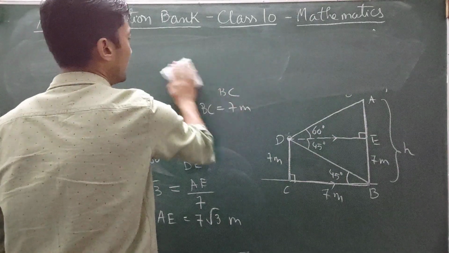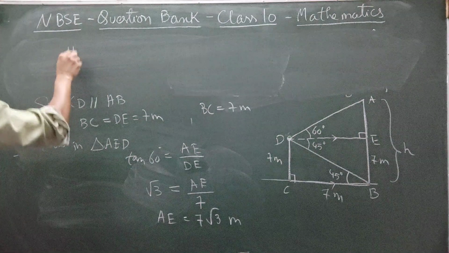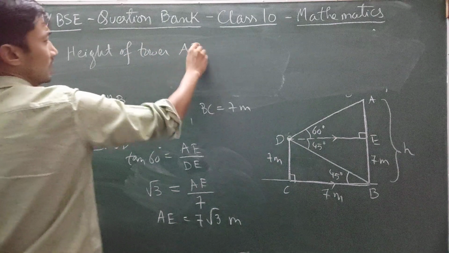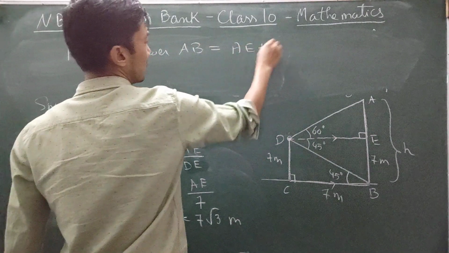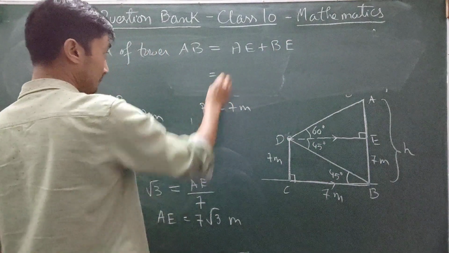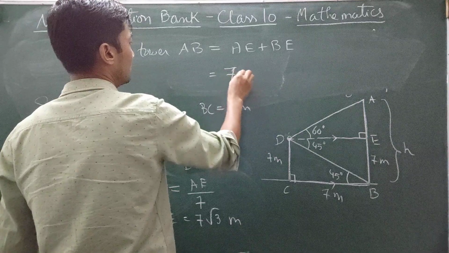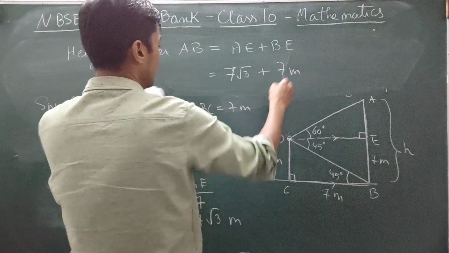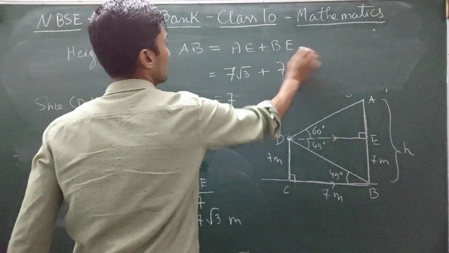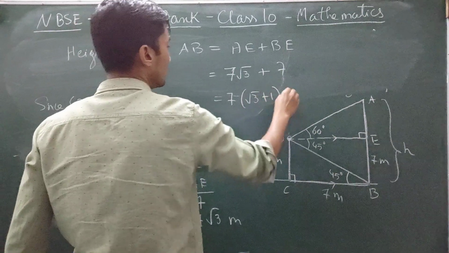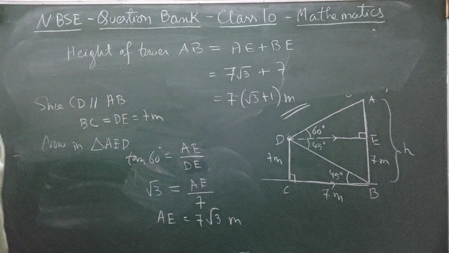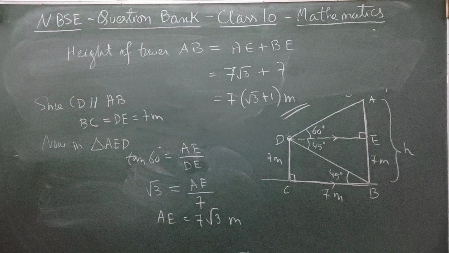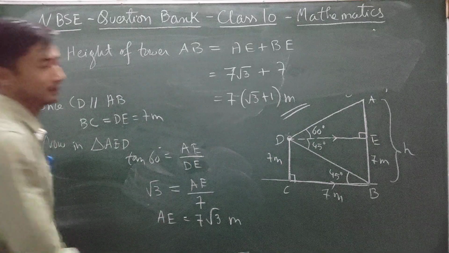So what will be the height of the tower? Height of tower AB is AE plus BE. What is AE? It is 7 root 3 meter plus BE, 7 meter. So by taking 7 common, that will be 7 root 3 plus 1 meter. So this is the height of the tower. Okay, so you can pause and write down.